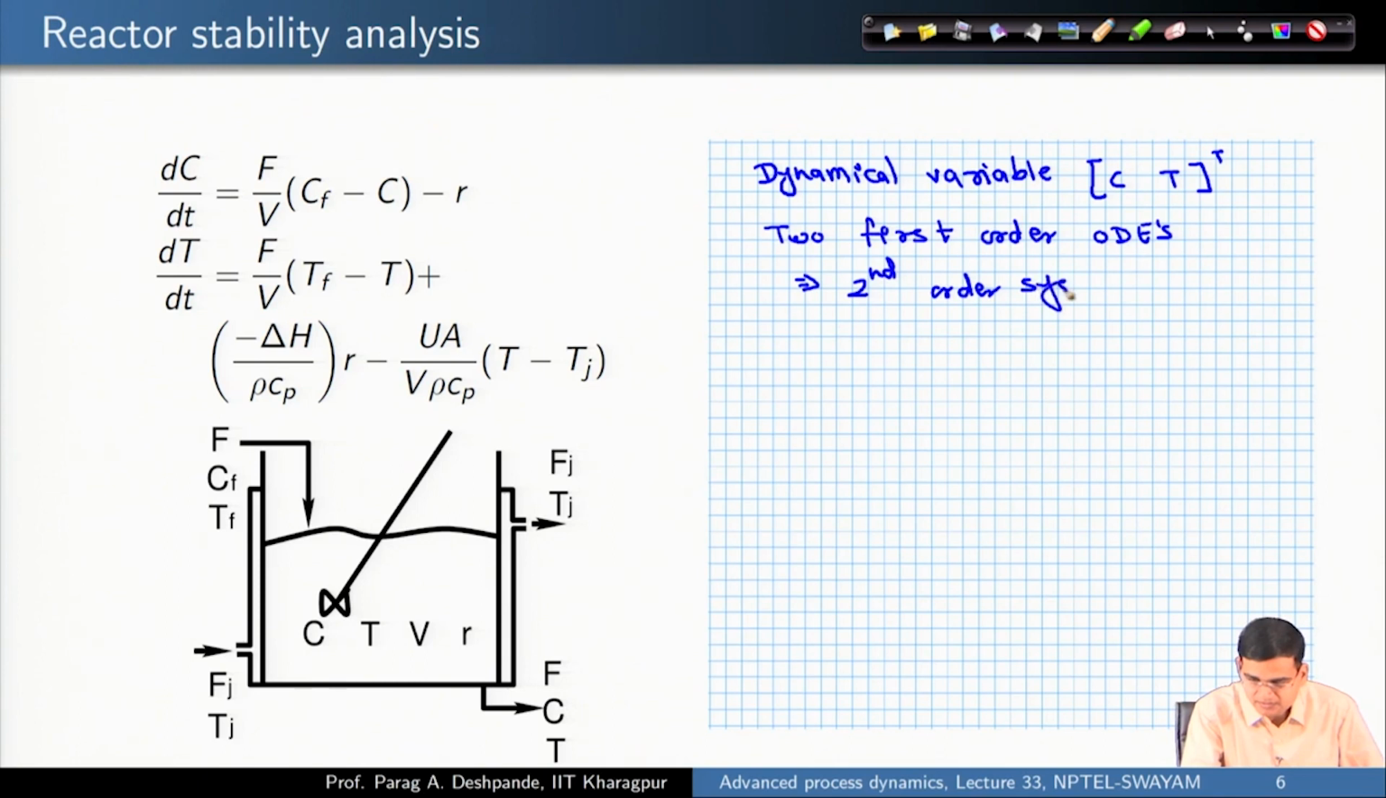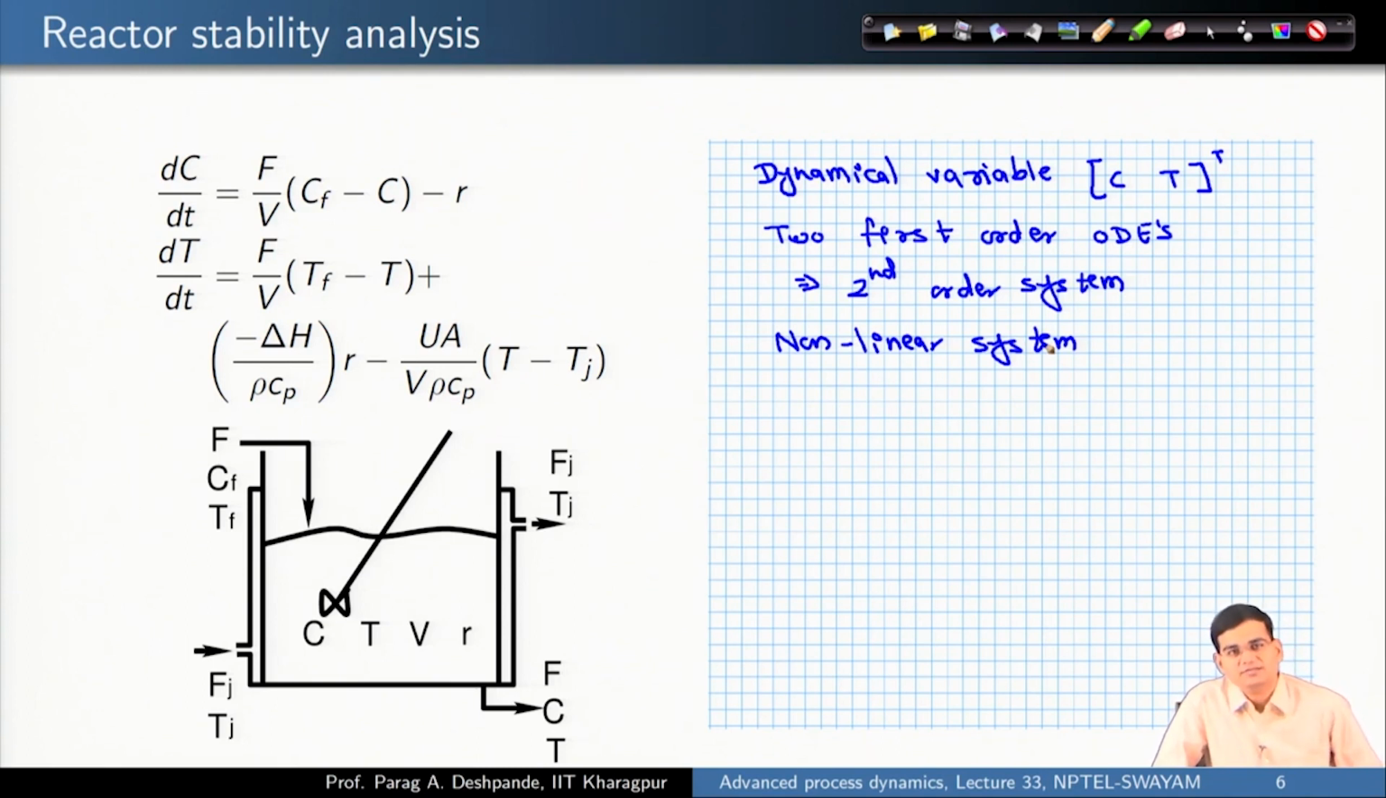order system. Now, everything which we studied about second order dynamics should now come in front of you, that what all can happen to this particular system. Further, one more thing which you can write about this is that this is a non-linear system.